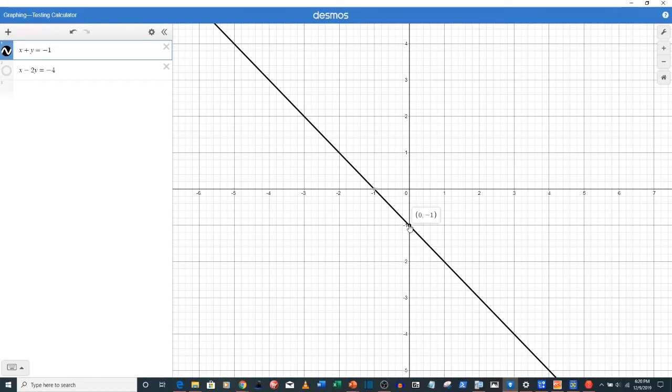And, you know, if you wanted to look at that slope piece, you could do that as well. From this point, we can go down 1, over 1, and we're back on the line. Down 1, over 1, down 1, over 1. So fall, run, fall, run. Here we can do the same thing. We can go up 1, over 1 to the left. Up 1, over 1 to the left. We always end up back on our line. That's how the slope works.